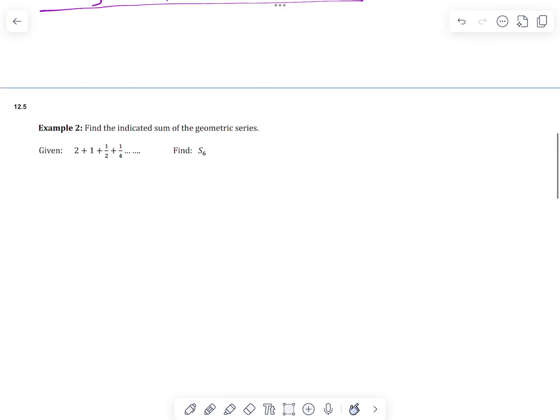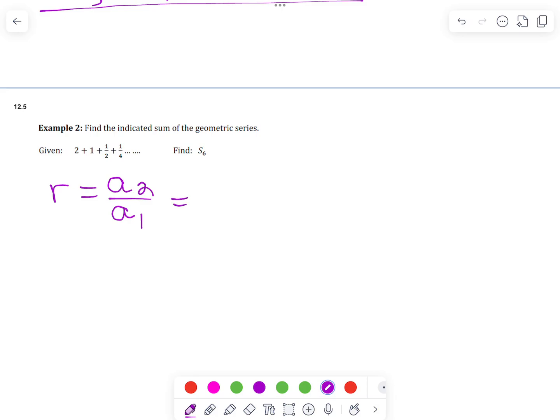Example 2. Find the indicated sum. So now we want to find the sum of these 6 terms. So we're going to find the common ratio. We're going to take the value of term 2 divided by term 1. So term 2 is 1, and term 1 is 2. So the common ratio is 1/2. I'm going to change that to a decimal, 0.5.